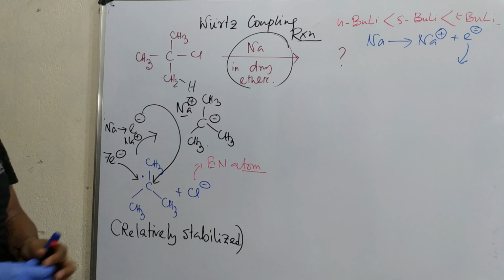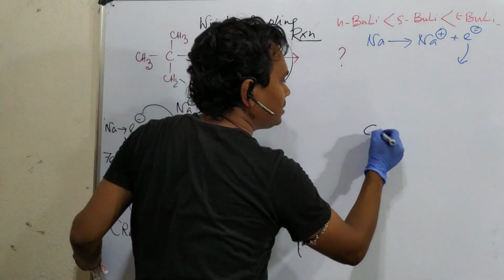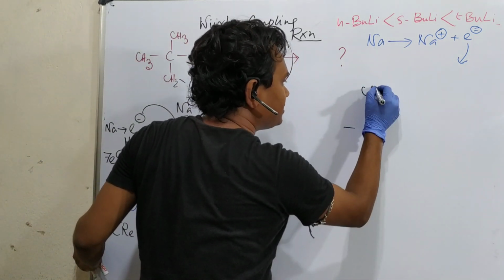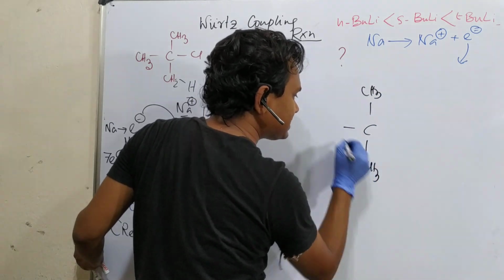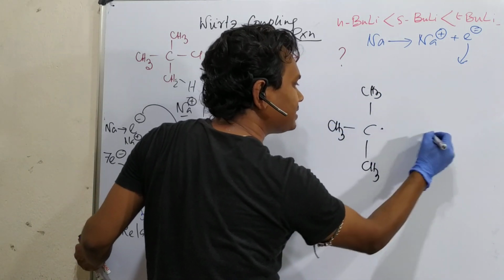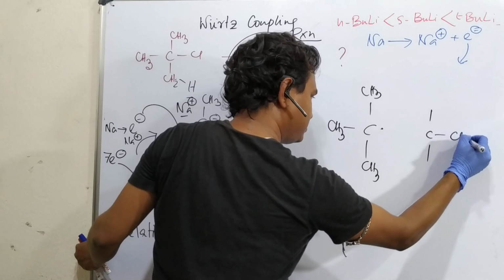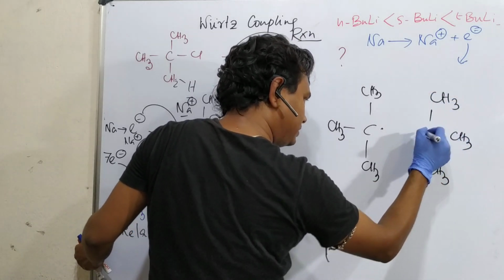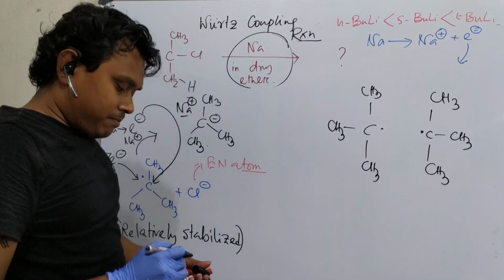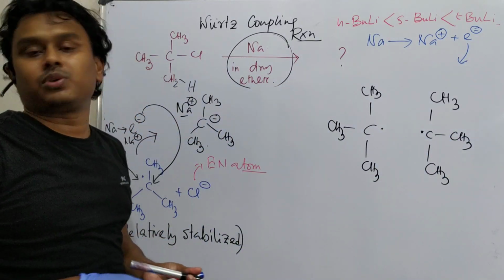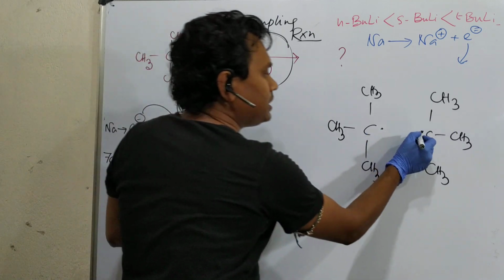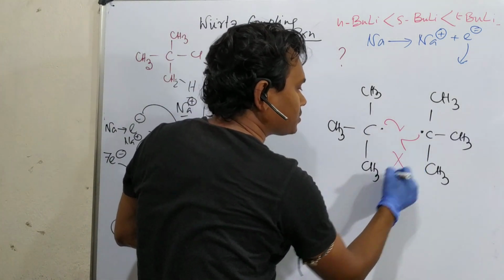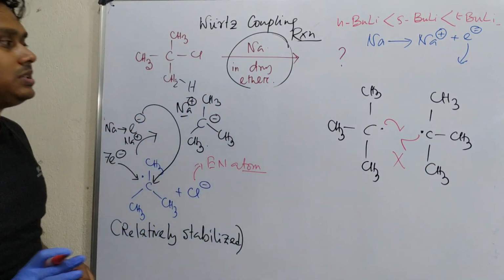Because of the bulkiness of two tertiary butyl groups. See, this is one radical and this is another radical. If they want to form a bond, they need to come closer. But because of bulkiness, they can't come closer. Consequently, this is not possible. So this is not possible.